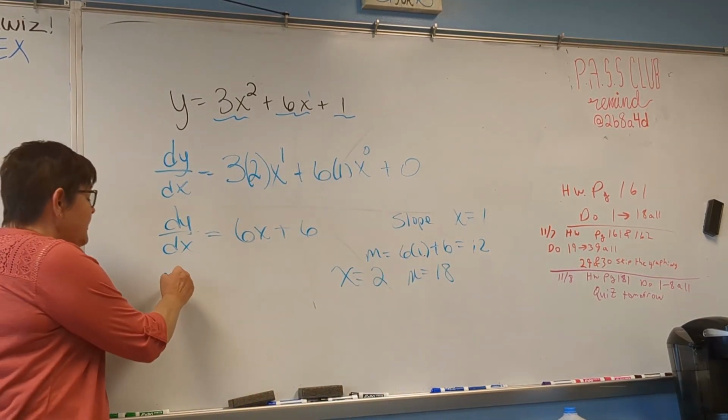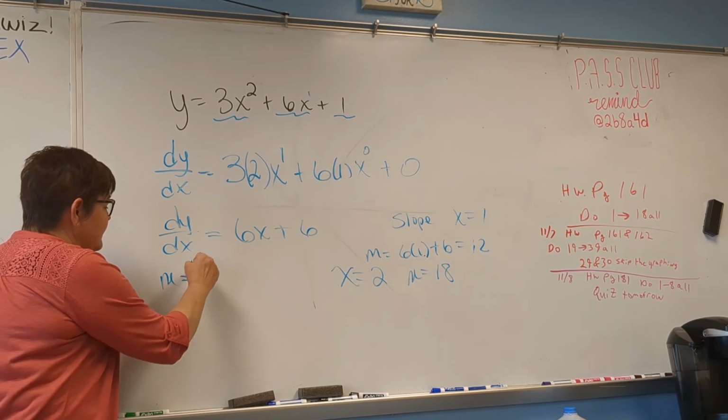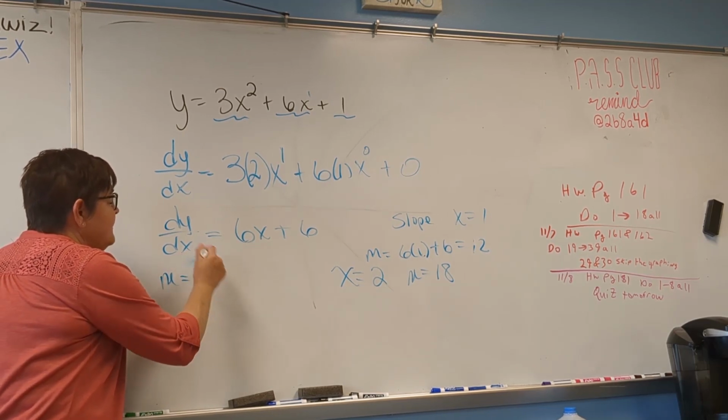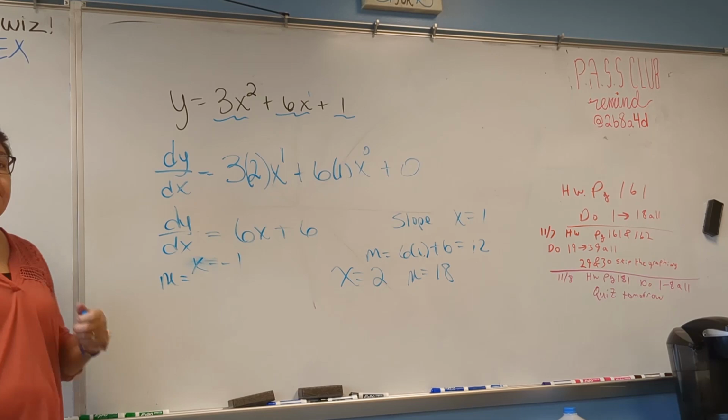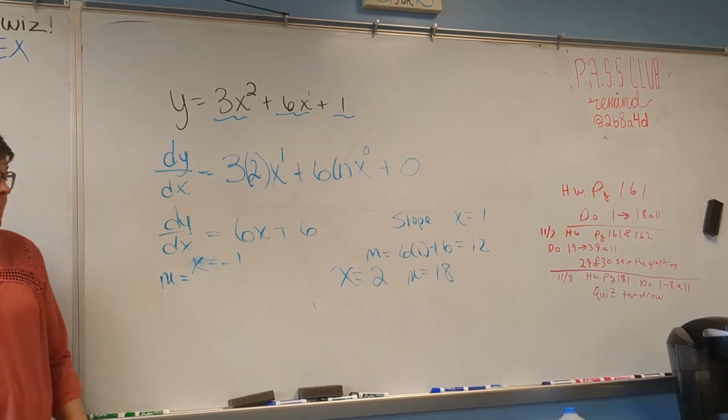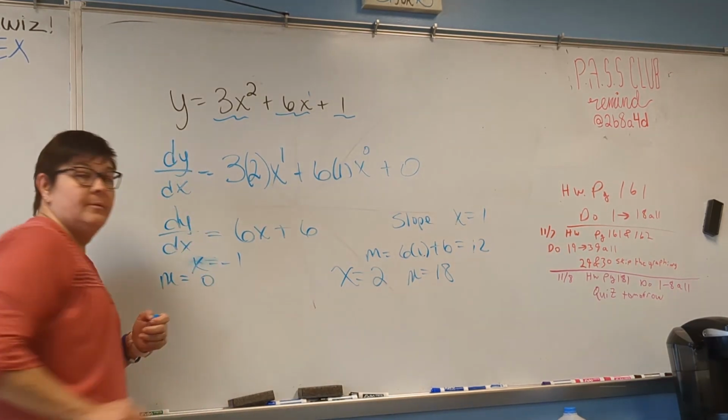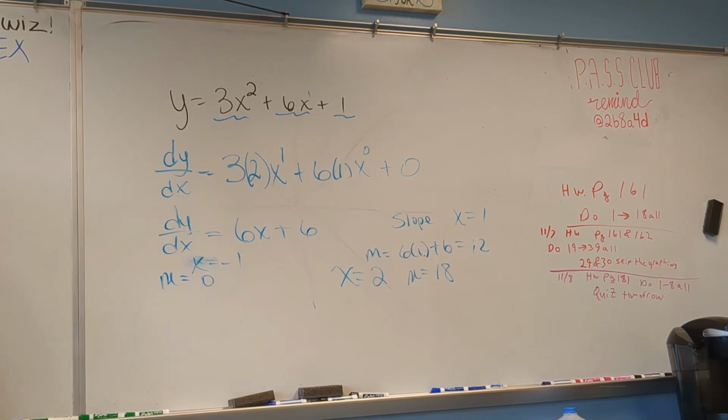What's the slope when x is -1? It's 0, okay? So the slope is 0. How do you all feel about this? Pretty cool? Let's go one step further.